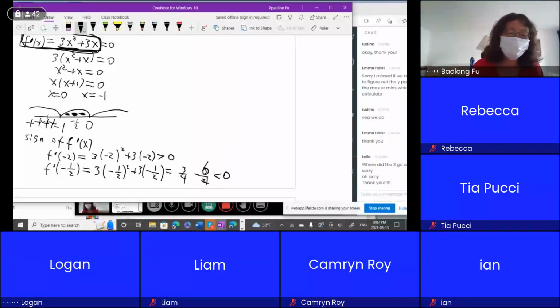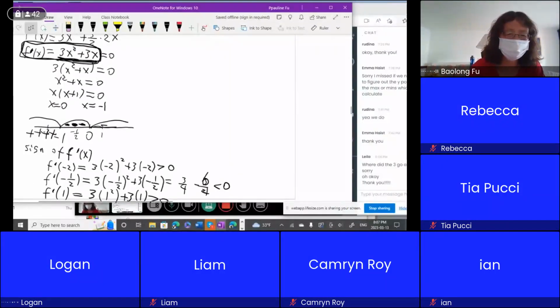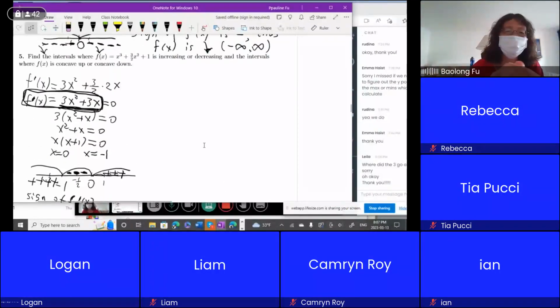Next, let's take a number from 0 to infinity. Let's take number 1. The first derivative at x equal to 1 equals 3 times 1 squared plus 3 times 1. This is a positive number, so the first derivative is positive.